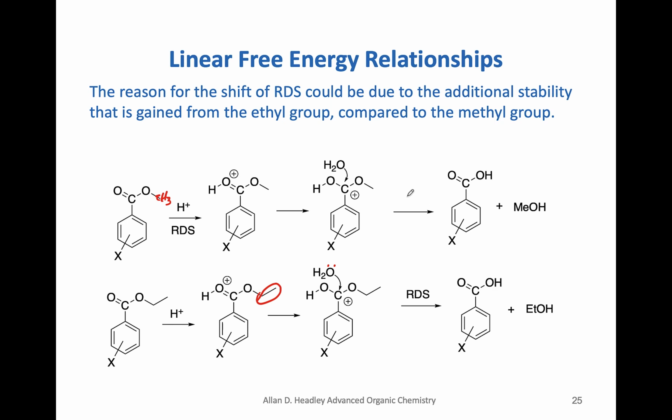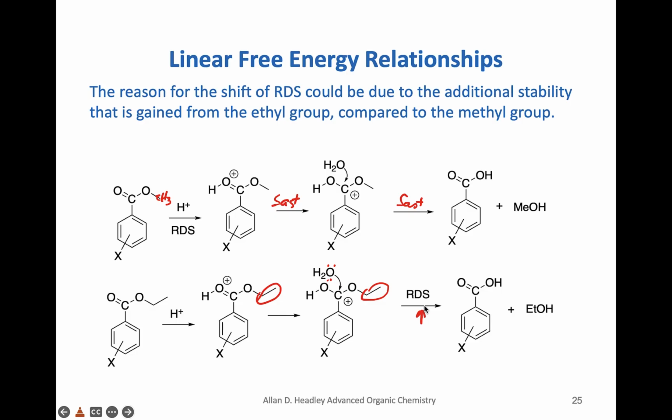So these are fast. And these are fast. This is fast. But once you have an ethyl group, this ethyl group can stabilize this positive charge a little more, so it can maintain its positive character a little more, so that these electrons can come in to attack here, making this the rate determining step. So again, I think this is the end of this lecture.